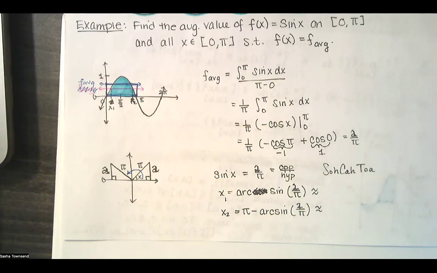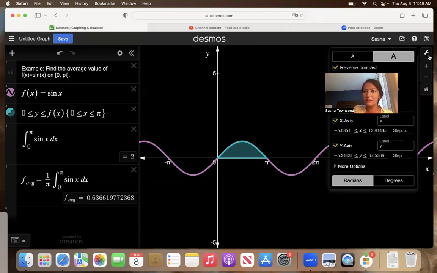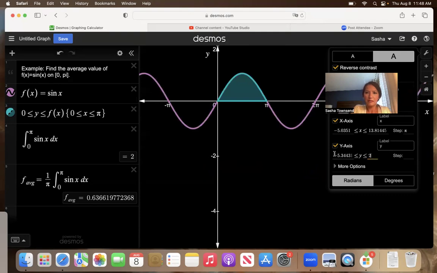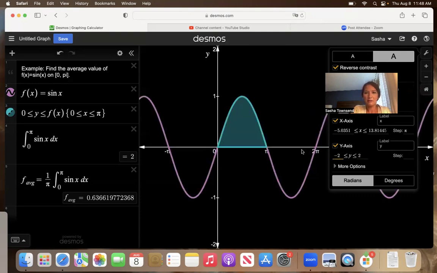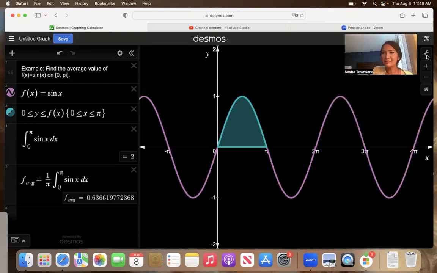Let's go back to Desmos. Okay, so this is the interval or the area that we're interested in. And that area turns out to be 2. I think I want to make my heights different, or my range of values different. Let's go from -2 to 2. It's going to stretch it a lot, but there we go. So that's what we're interested in.